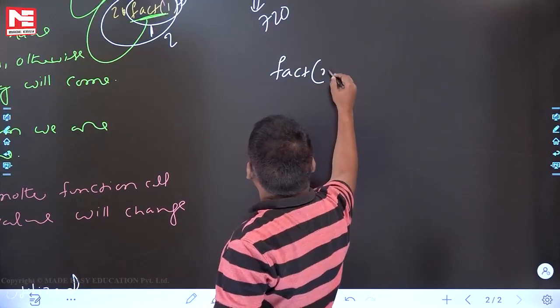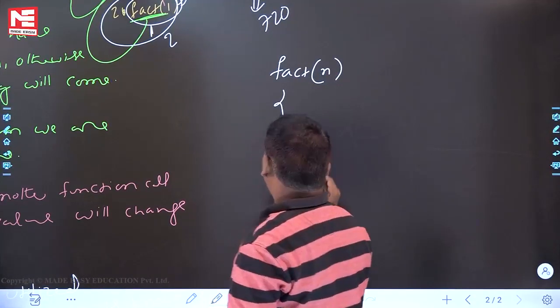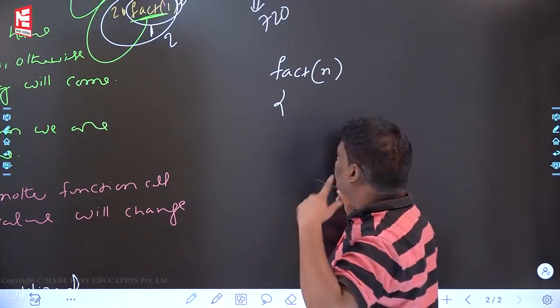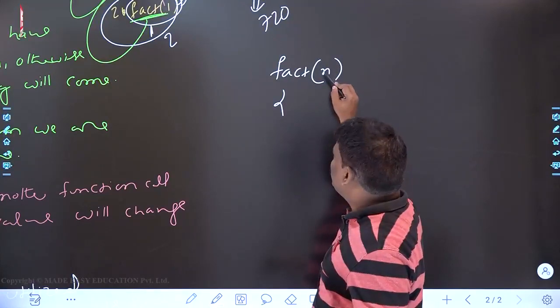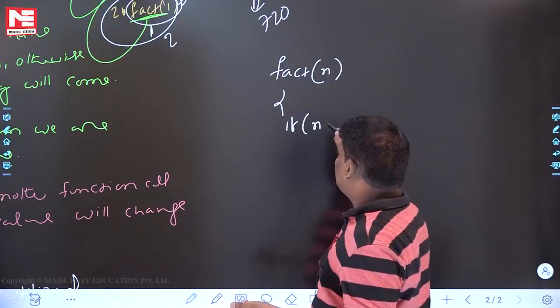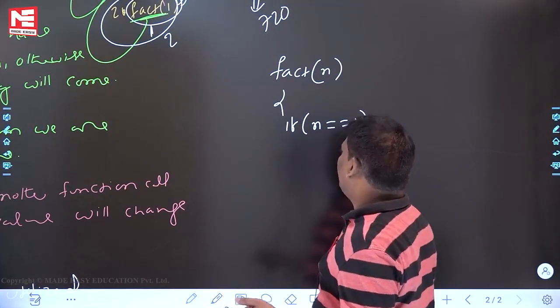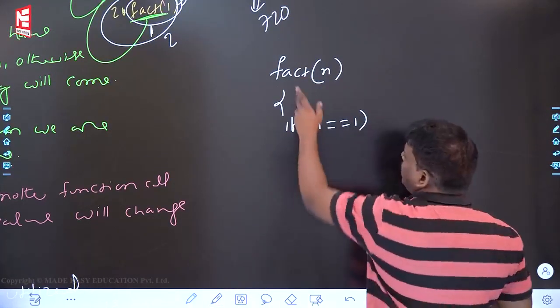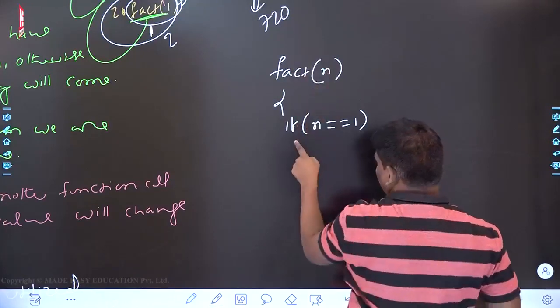Factorial of n. What is the insight? If someone asks what is the factorial of n, what is the answer? Just one line. If n is equal to 1, that's the termination, then you will call fact of n. How much is someone asking? Then I ask the first line.